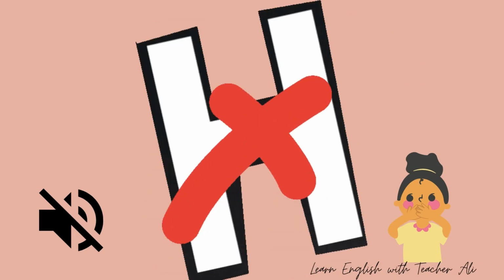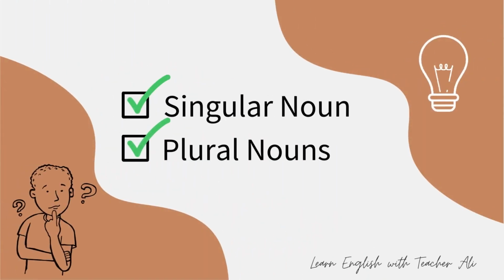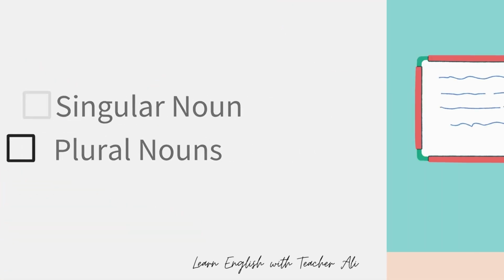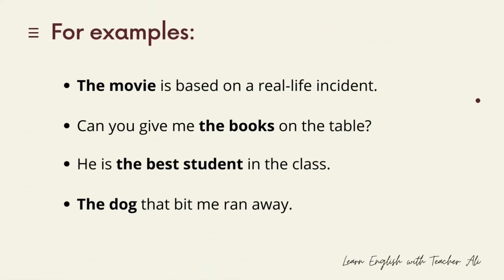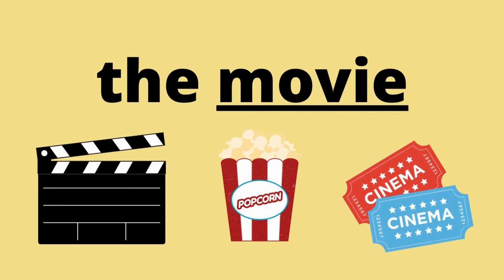How to use the. The is used in front of all nouns to describe someone or something specific or particular. It doesn't matter whether it is singular or plural nouns. For examples, the movie is based on a real-life incident. The word movie is something particular.